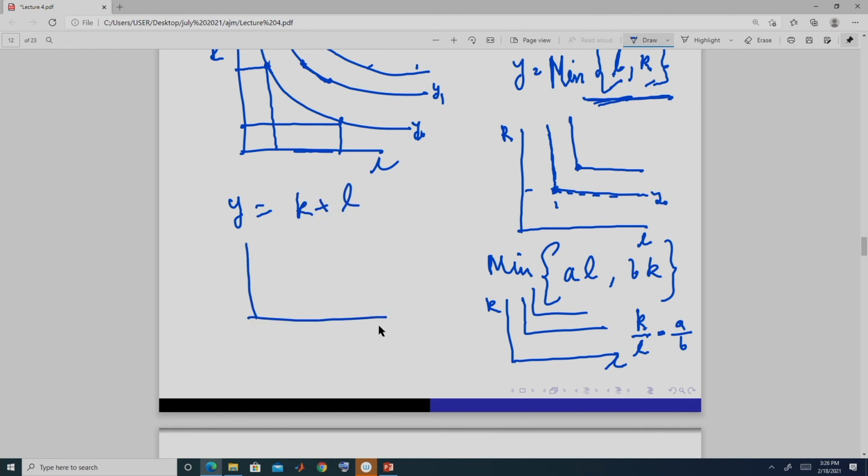Now, let us take another production function, and this is simply K plus L. Here if this is labor and this is capital, it is going to be a straight line. So, these two inputs are perfectly substitutable. If I move from here to here, I produce the same level of output. But if I increase capital keeping labor the same, I will increase the output, so I will be at a higher isoquant. So, the isoquants here, production is increasing in this direction. These are some examples of production functions.